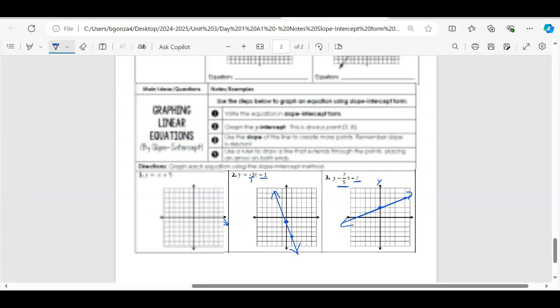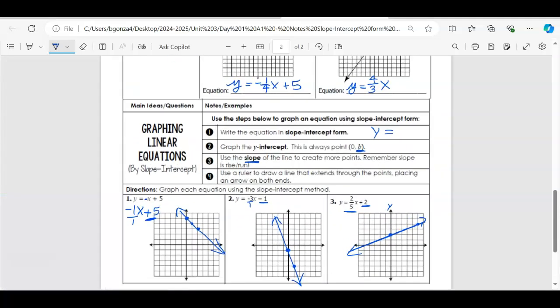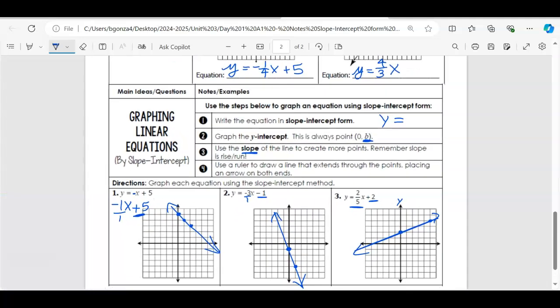That's it. Okay? So those are the rules for graphing. You got to be able to graph. I'm going to give you this assignment, but you have today and tomorrow to work on it, as well as do all of your corrections. So let's get it.